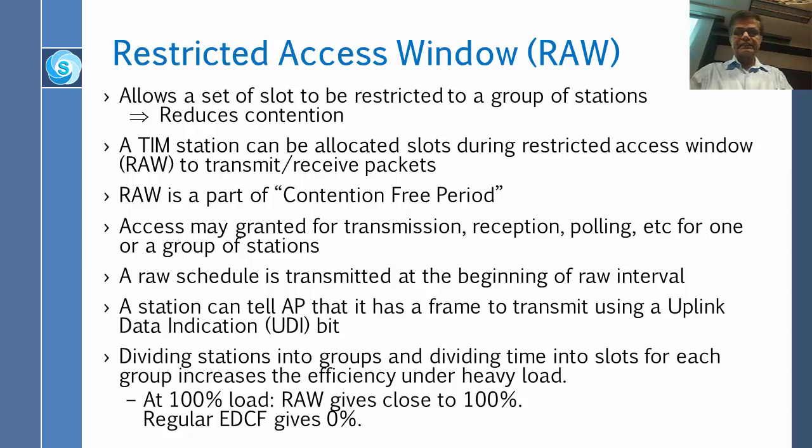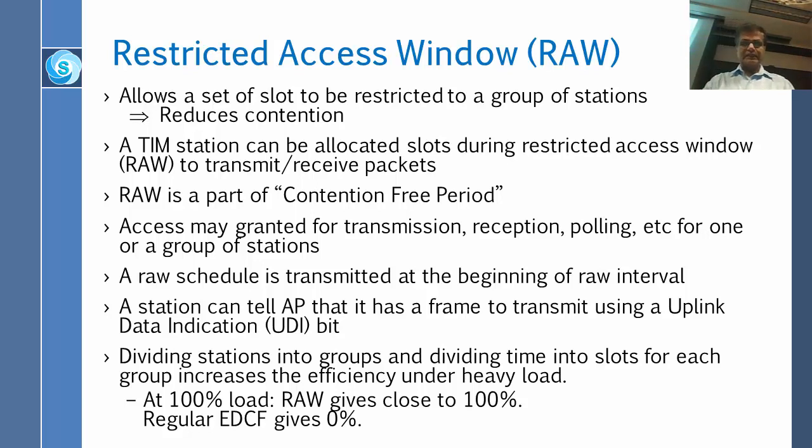A station can tell the access point if it has a frame to transmit using an uplink data indication bit. So basically, let's say slot number 5 is yours. In that slot, you cannot transmit too much. The slot is very small, right? But you can send a small frame, and you can put the indication bit up in that one. Once that bit is up, then the access point knows that you have something to transmit. Okay? And it will give you better scheduling next time.